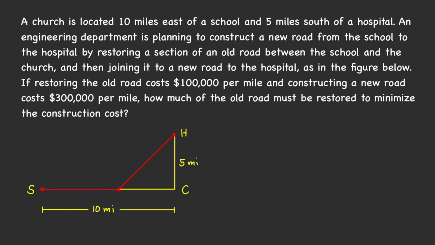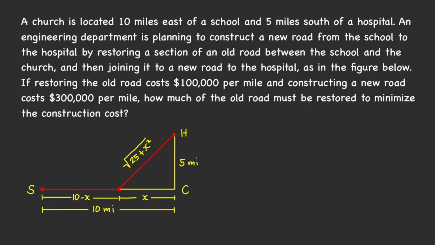So if it costs $100,000 per mile for restoring this old road here, and it costs $300,000 per mile for constructing a new road, how much of this old road must be restored to minimize the construction cost? Now, let's represent this section to be 10 minus x. Actually, we can represent this by x, but I prefer it to be 10 minus x so that I can get a simpler expression for this length.